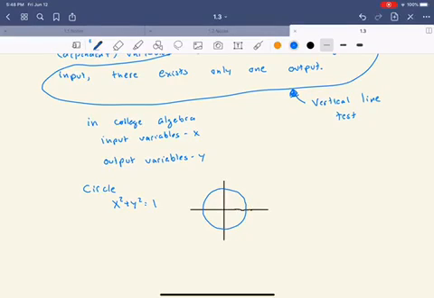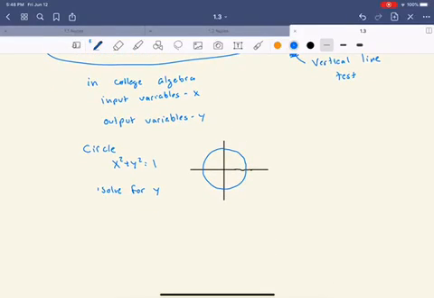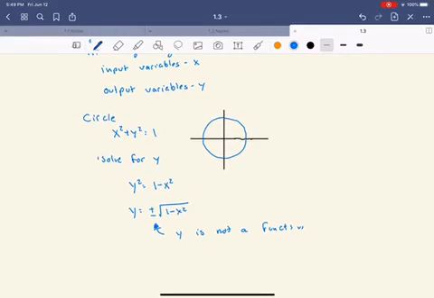Now, if I solve for y, I'm going to get y squared equals 1 minus x squared. And then when I take the square root, I'm going to get plus or minus the square root of 1 minus x squared. And this indicates here that y is not a function of x. So this is an example where it's not a function.